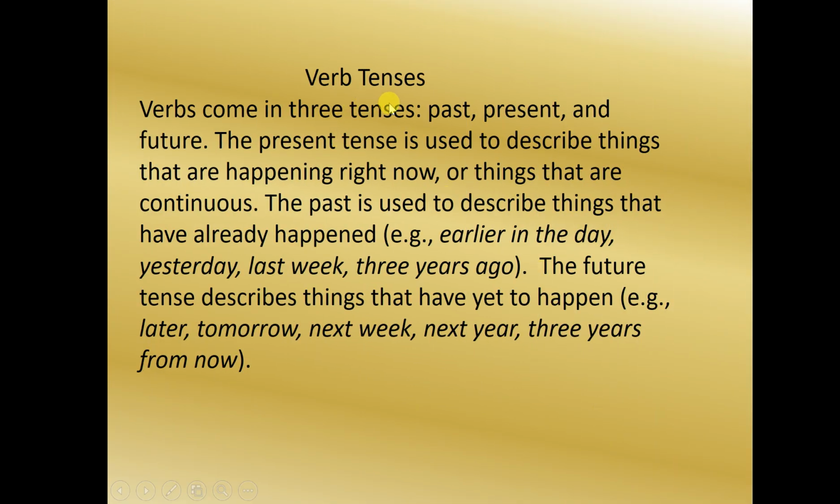Now, verb tenses. Verbs come in three tenses: past tense, present tense and future tense. The present tense is used to describe things that are happening right now or things that are continuous. The past tense is used to describe things that have already happened earlier in the day, yesterday, last week, 3 years ago. The future tense describes things that have yet to happen. Example, later, tomorrow, next week, next year, 3 years from now.